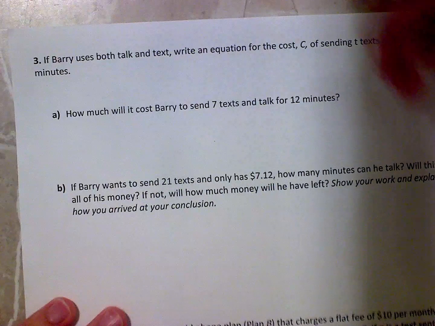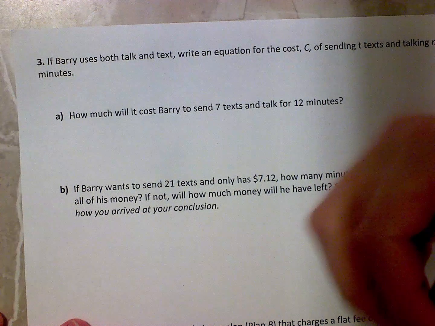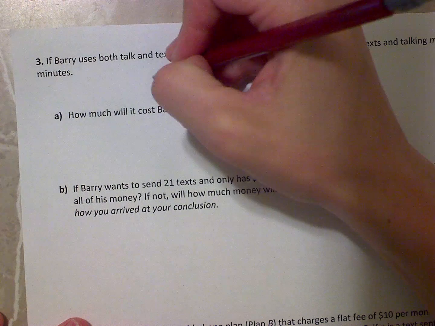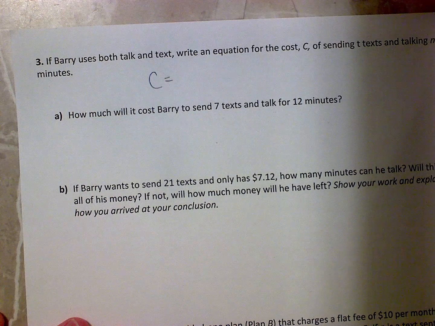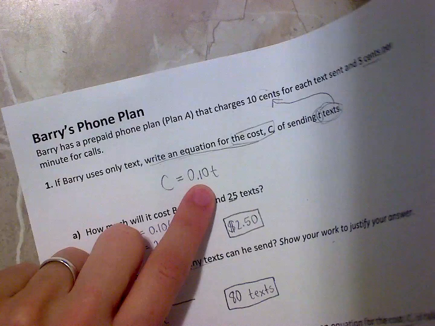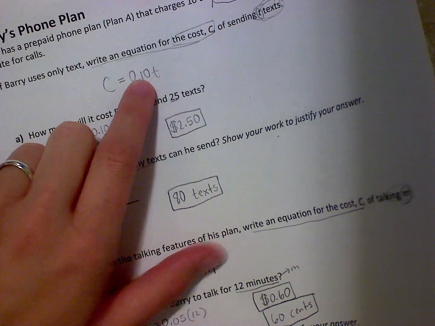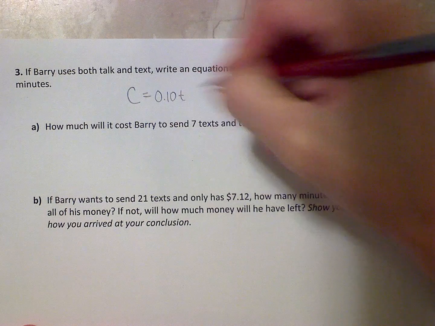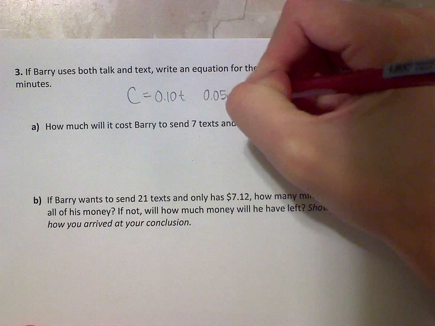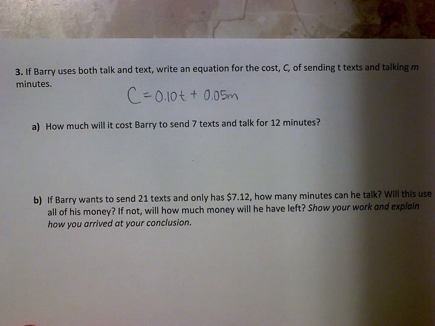If Barry uses both talk and text, write an equation for the cost C of sending t text and talking m minutes. Okay, so now we're still writing an equation for the cost, so it's still C equals. And basically, we're going to combine the two equations from the previous page, right? So one of our equations was about texts, and one of them was about minutes, and now we're going to take those two costs, and he's going to send some texts, and he's going to talk some minutes, and we're going to add them. So that's literally exactly what we're going to do. Here's the equation for texts, and here's the equation for minutes, and we're just going to add them together, right? His cost for text gets added to his cost for minutes.